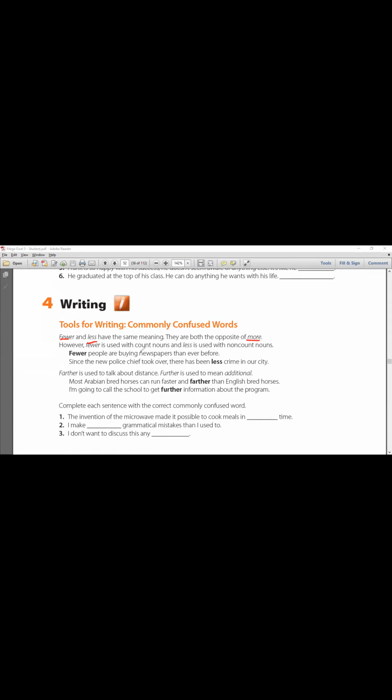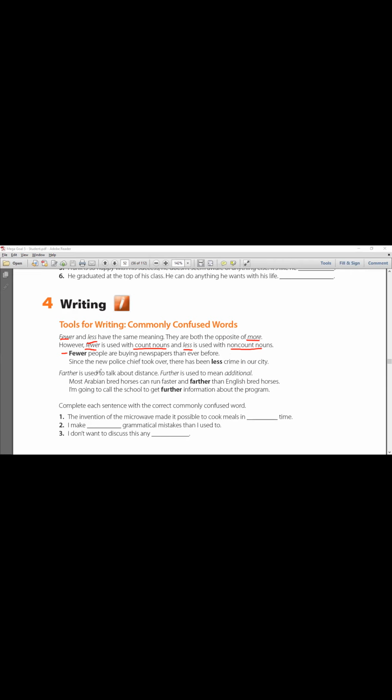However, fewer is used with count nouns. Pay attention to that. The nouns that I can count, countable nouns, and less is used with non-countable nouns like sugar, rice, anything that I cannot count. Fewer people are buying newspapers than ever before, this is an example. Since the new police chief took over, there has been less crime in our city. So as you can see, less was with non-countable nouns and fewer is with countable nouns.